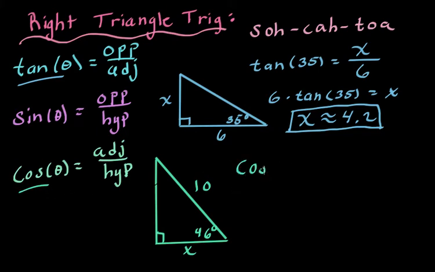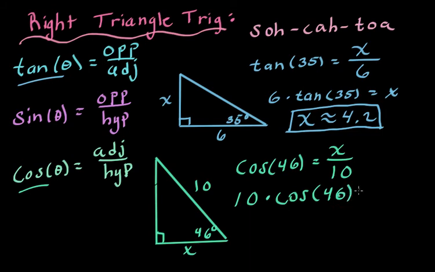So our cosine of 46 equals our adjacent, once again our unknown, over 10. So we're just going to do the same thing as the previous example, 10 times cosine of 46 equals x. Let's approximate. Use my calculator once more. Cosine of 46, that comes out to be 6.9, which makes sense.